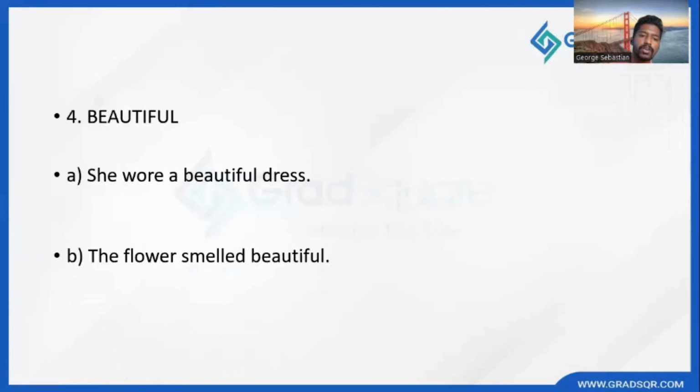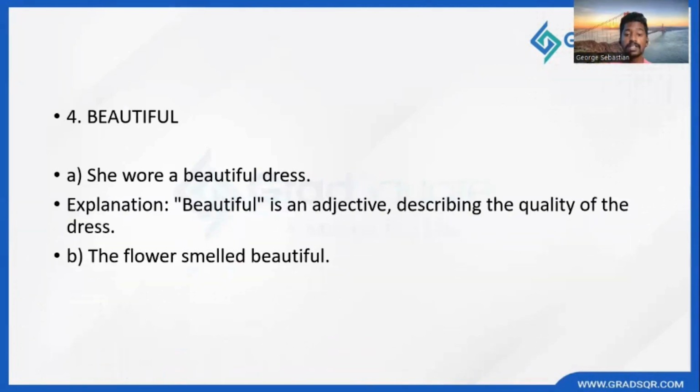And now moving on to the next part. Here we have the word beautiful. The first sentence says, she wore a beautiful dress. What kind of dress did she wear? It was a beautiful one, right? So it becomes an adjective, because it is describing the quality of the dress.